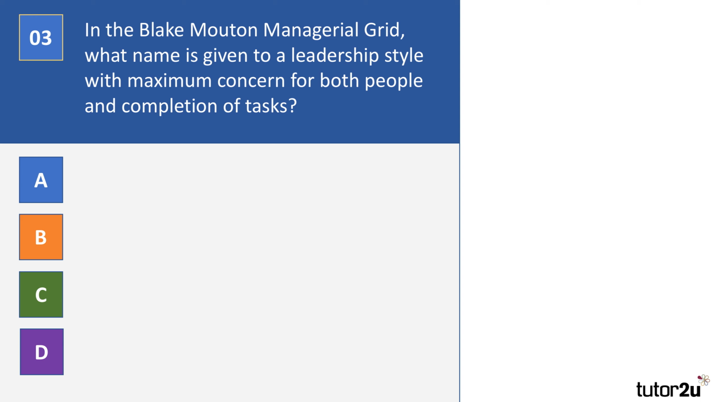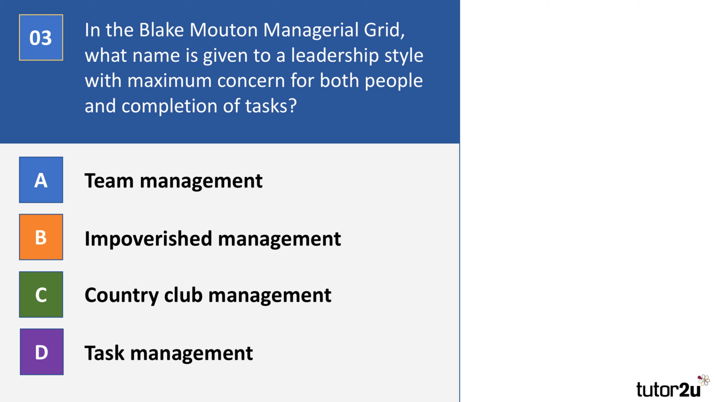In the Blake Mouton Managerial Grid, what name is given to the leadership style with maximum concern for both people and completion of tasks? And here are your 4 choices. Pause the video, have a go, see if you can find the right answer.